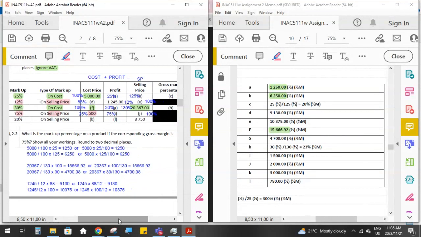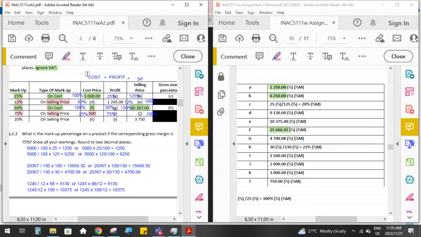And guys, again, this will never change. Cost plus profit equals selling price. That's your secret. That's what your sum is always going to be. It always has to be true, because that is cost plus profit equals selling. So your maths always has to equal whatever we've got over there.